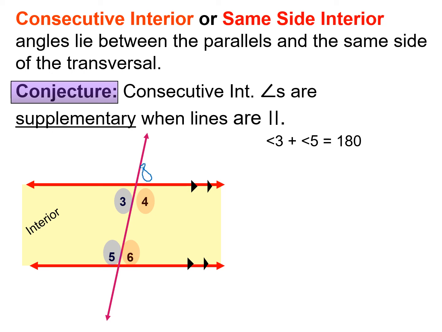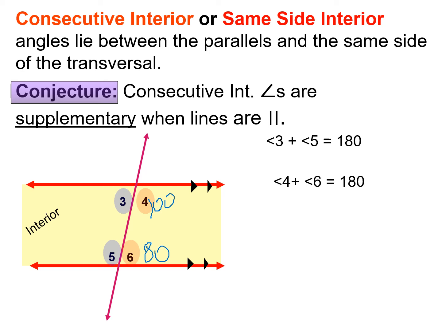You don't believe me? Look here. If this was 80, 3 would be 80 because of vertical, right? Then that corresponding jumps down. This is 80. And then the supplementary right here next to it, 100. 4 is vertical, will be 100. And then the alternate interior, 100. So when we're talking about the same side interior, look at 4 and 6. They're on the same side and they're on the interior. They're going to add up to be 180. Okay? So that's just the rule about those types.